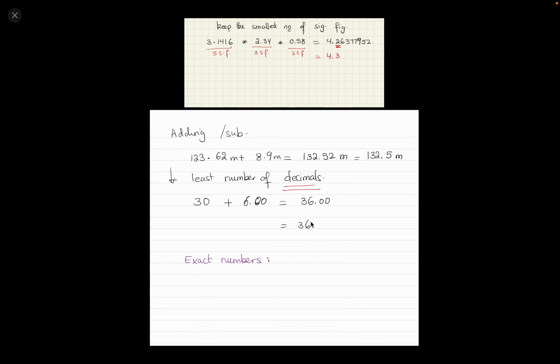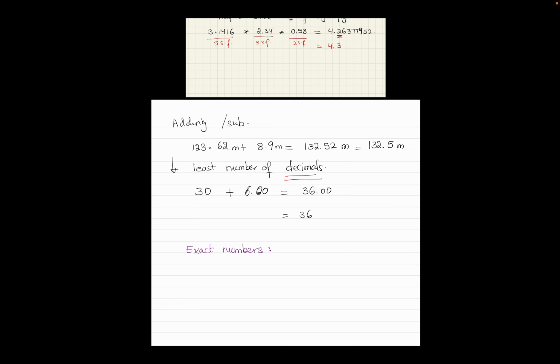When we do addition and subtraction, the rule is different. We decide based on the smallest number of decimal places. Here, this number has 2 decimal places and this one has 1 decimal place. I will add using my calculator, and then the smallest is 1 decimal place, so I'm going to have 0.5, and therefore my answer is going to be 132.5 meters. Always, it's going to be the least number of significant figures.